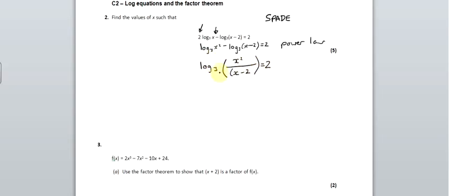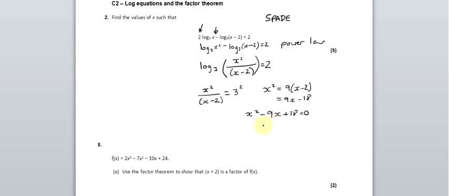Now, I've got a single log now, which means I can now use the definition. So what that means is that x squared over x minus 2 is equal to 3 to the power of 2. And this rearranges quite nicely into x squared is equal to 9 times x minus 2, which is of course 9x minus 18. So it totally finishes off to x squared minus 9x plus 18 equals 0. And notice at no point have I lost my equal sign.